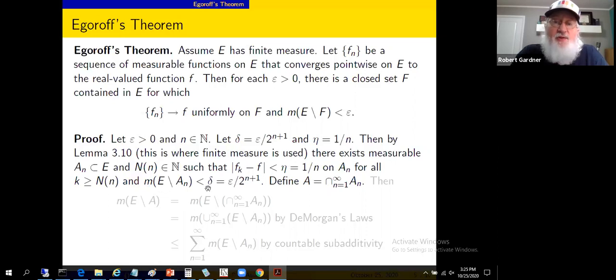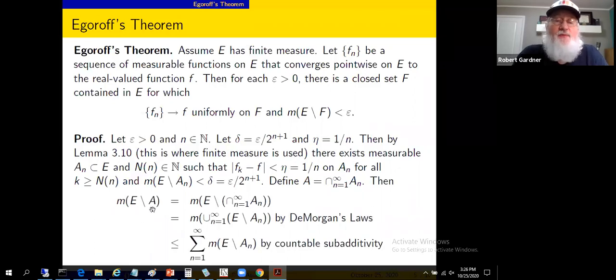The less than delta was related to the measures, the last part of the proof of the lemma. And we've chosen delta here to be epsilon over 2 to the n plus 1. Okay, we're probably going to do something with a geometric series with this part here. This is ultimately an epsilon over 2 proof. We're going to use the lemma to get half of the epsilon, and from there, generate the closed set with the other half of the epsilon. This is ultimately an epsilon over 2 proof. Okay, so we can find A sub n, capital A sub n, a set satisfying these properties. Define capital A to be the intersection of all of these A sub n's.